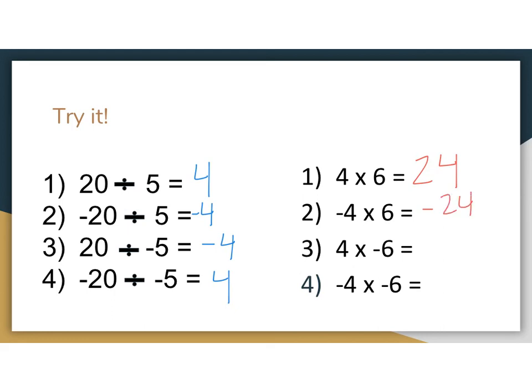4 times negative 6, again, I have a negative 6 and a positive 4, so my answer is negative this time. Last problem, negative 4 times negative 6 is going to be positive 24. Because a negative times a negative equals a positive.